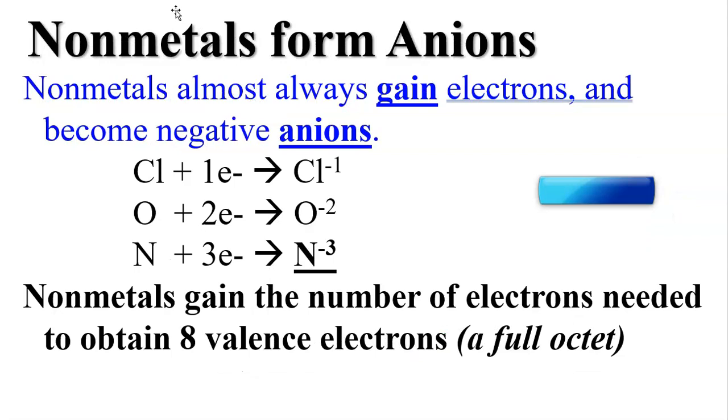Your nonmetals will form anions, so they almost always gain electrons and become negative anions. Chlorine is in group 17, so it will gain 1 electron and become chlorine -1. Oxygen is in group 16, so it'll gain 2 electrons and become O -2. Nitrogen is in group 15, so it will gain 3 electrons and become nitrogen -3. Your nonmetals will gain the number of electrons needed to obtain 8 valence electrons, or a full octet.